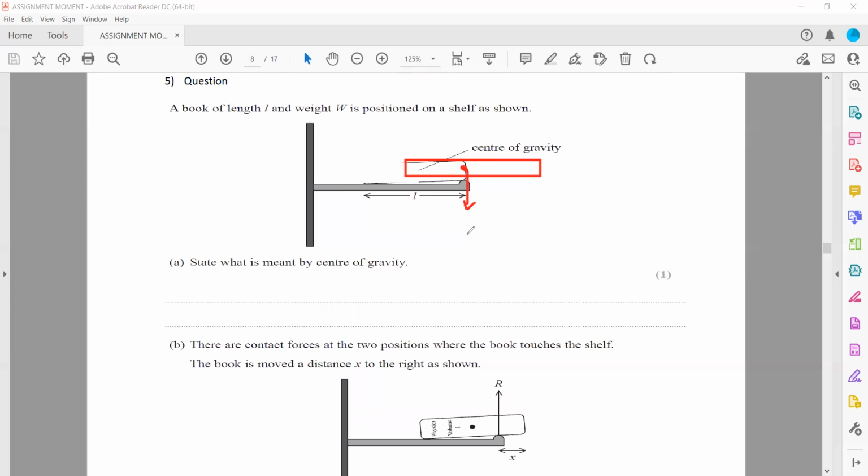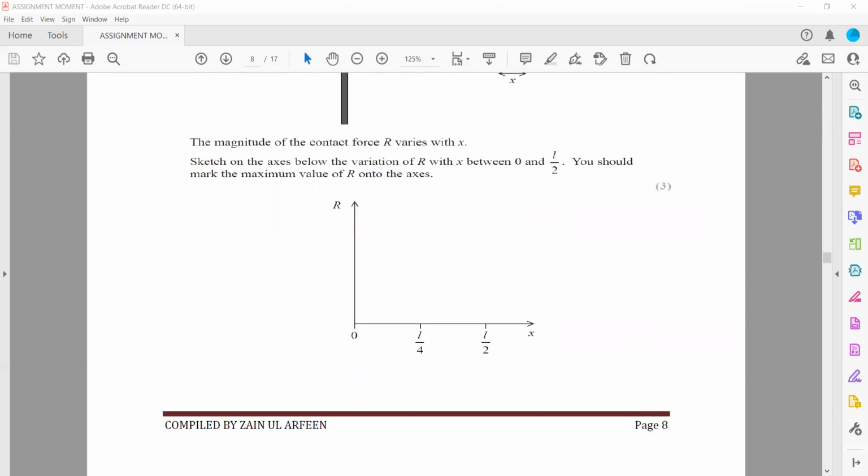Weight will act downward and the normal contact force is acting upward. So the two forces act at the same distance, and to create the same turning effect, the clockwise moment must equal the anti-clockwise moment. If I say this length is 4, then R times 4 equals W times 4, because both have the same length. So if we move a distance L by 2, the center of gravity of the book lies exactly on this edge, and the normal contact force and weight will be equal to each other. So the maximum value of R will be equal to W.